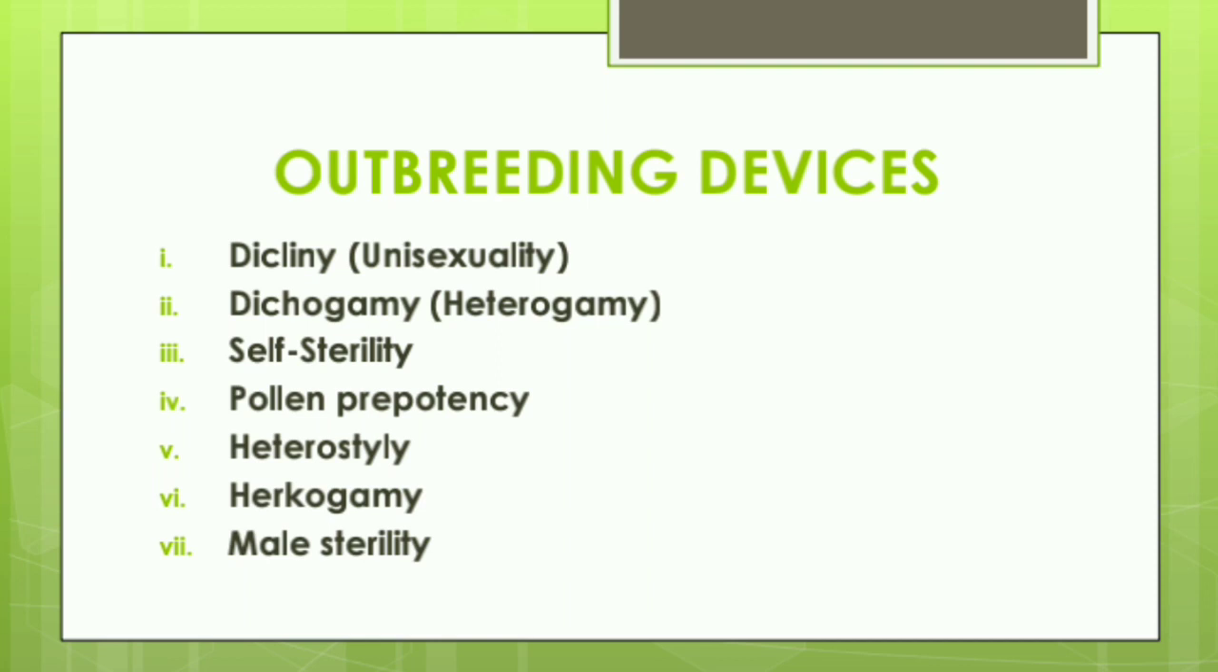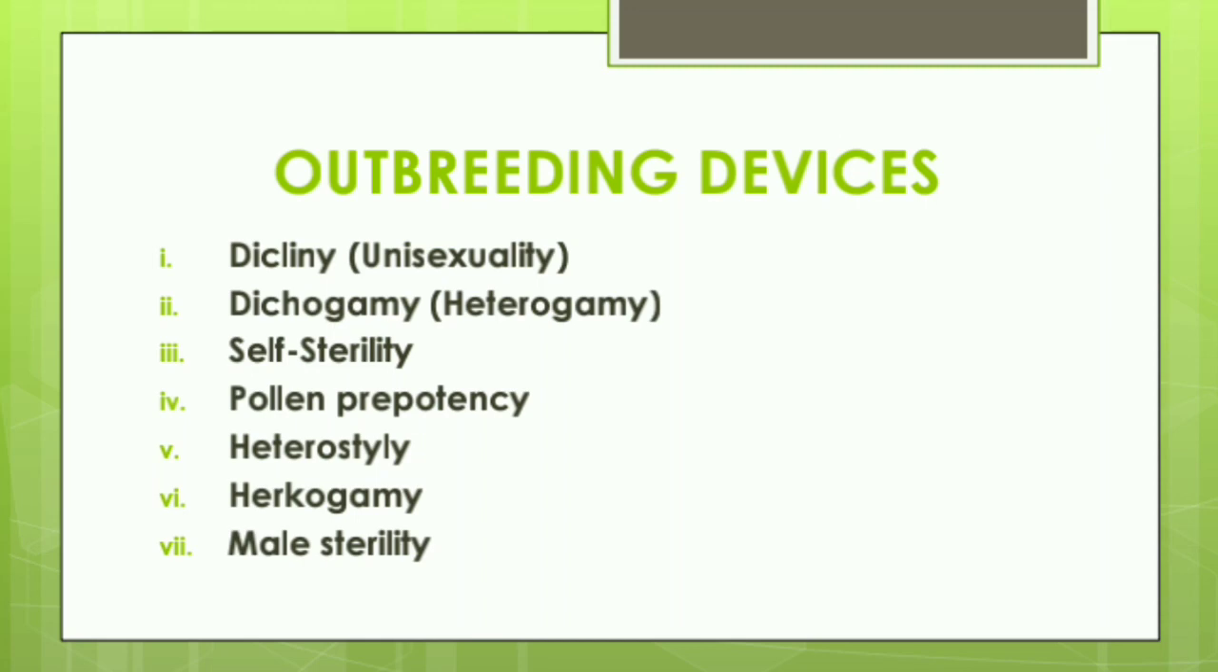The sixth one is herkogamy. It is the presence of a natural physical barrier between anther and stigma of a bisexual flower to prevent self-pollination and favor cross-pollination. Even the positioning of anther and style is in such a way that pollen grains do not fall on the stigma of the same flower. It is found in gloriosa.